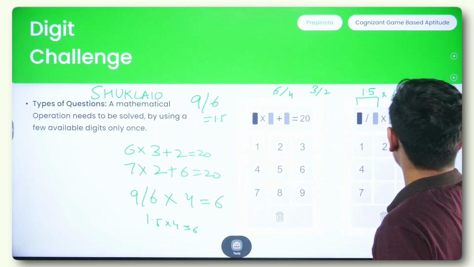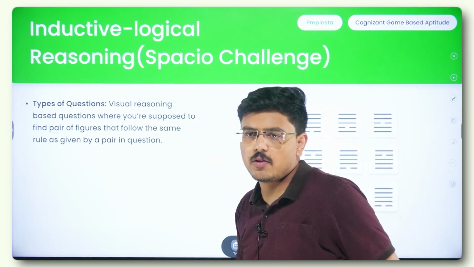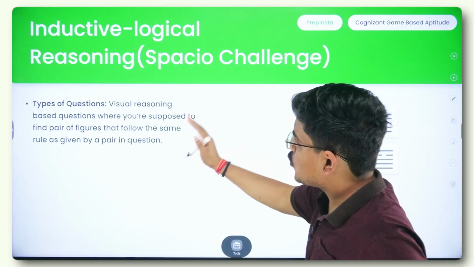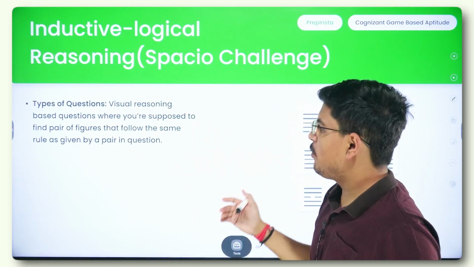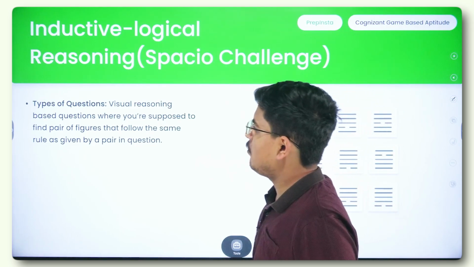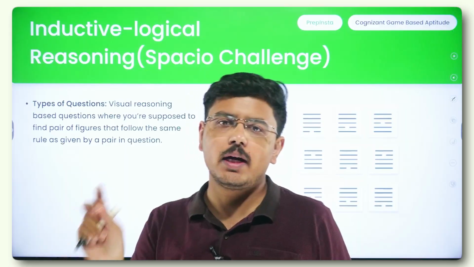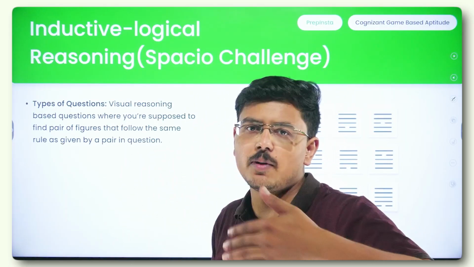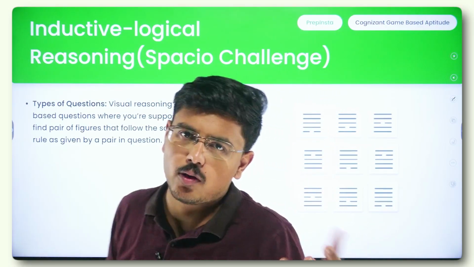So this is about digit challenge. If I move further, there is inductive logical reasoning, which is also called Spacio challenge. In this, there are generally visual reasoning based questions. I'll give you an example of it, where you're supposed to find a pair of figures that follow the same rule as given by a pair in the question. Generally, you will get a pair which will follow a rule, or you will get a series of images which are following a rule, and there is one image which is not following the rule. You have to point that out.